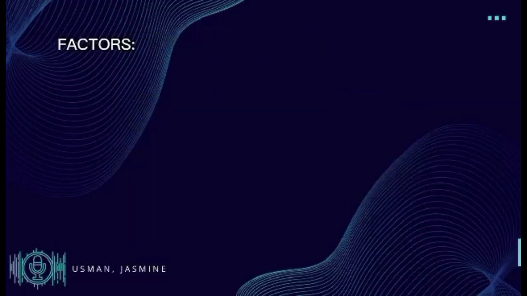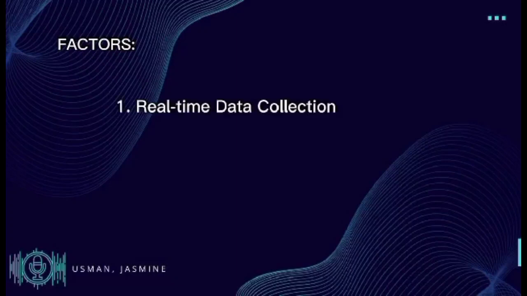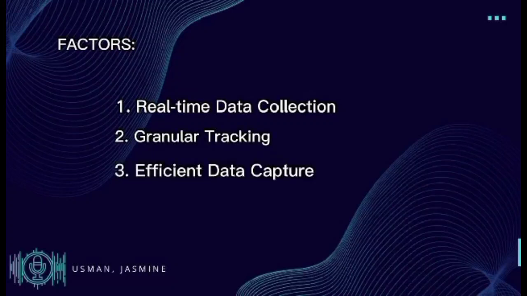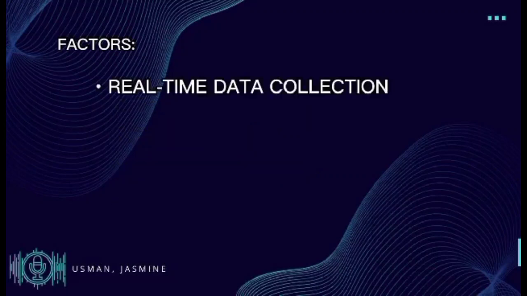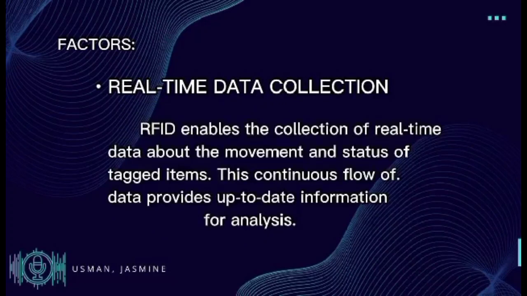Here are some factors explaining how RFID helps in data mining, along with examples. Number 1 is real-time data collection. Number 2 is granular tracking. Number 3 is efficient data capture. And the last one is integration with other technologies. Real-time data collection: RFID enables the collection of real-time data about the movement and status of tagged items. This continuous flow of data provides up-to-date information for analysis.